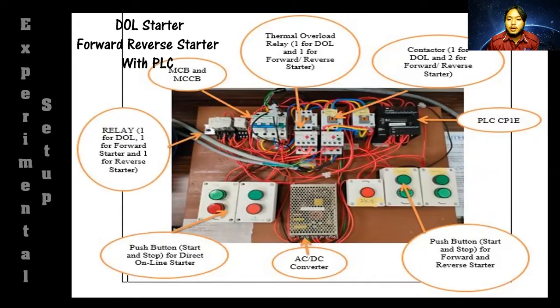Then we have the PLC CP1E, and push buttons for start and stop for the forward and reverse starter. Also we have an AC to DC converter, and push buttons start and stop for the direct online starter. And then we have relays, one for DOL, one for the forward starter and one for the reverse starter.